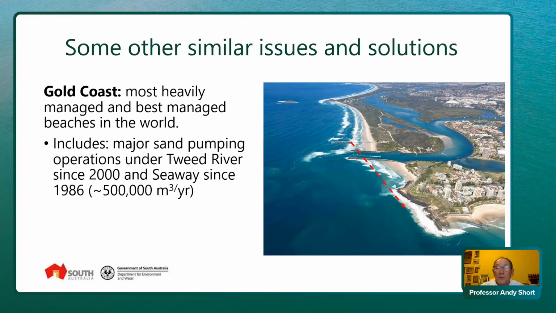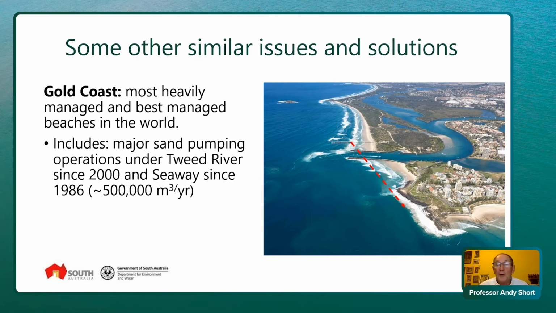And at the southern end here at the Tweed, that's in New South Wales, south of the Tweed River entrance, Queensland to the north. We have the Tweed River entrance. When it was built in 1967, it trapped sand on the southern side and caused a loss of sand on the Gold Coast and erosion of the Gold Coast beaches.